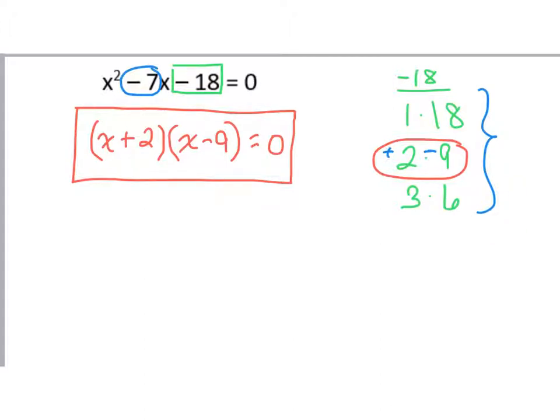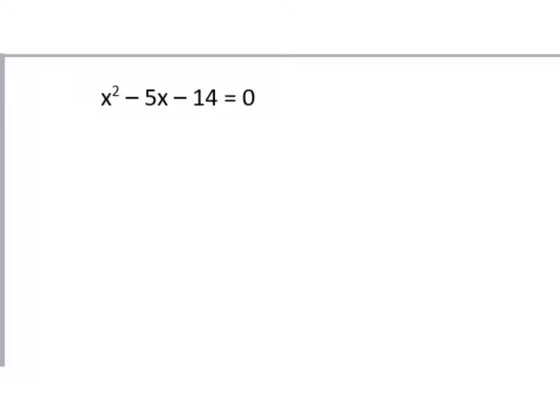Okay, let's do another example. x squared minus 5x minus 14 equals 0. And again, it's important that it equals 0. The first thing I'm going to do is look at that last number and find its factors. So negative 14. That's just going to be 1 times 14 and 2 times 7, and that's it.